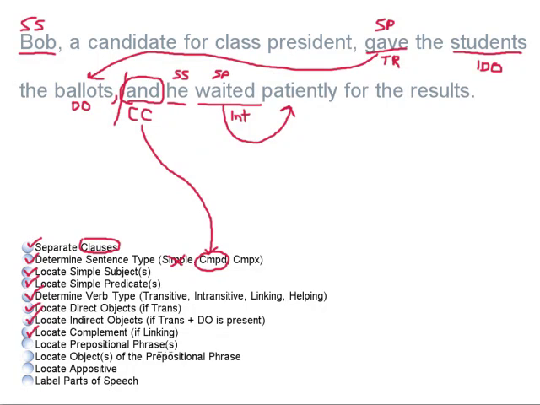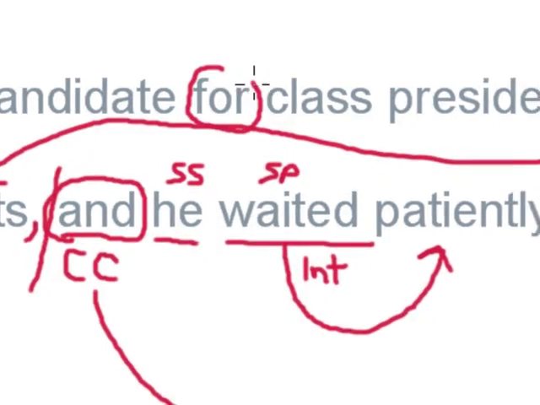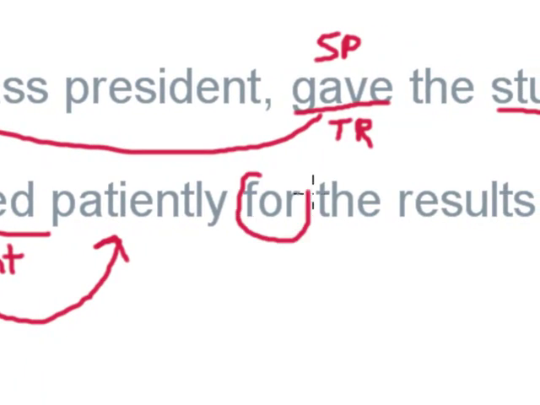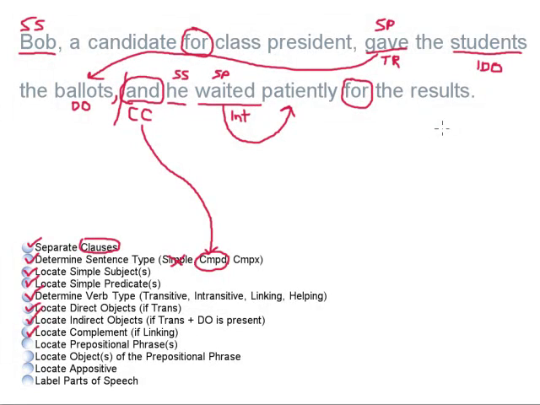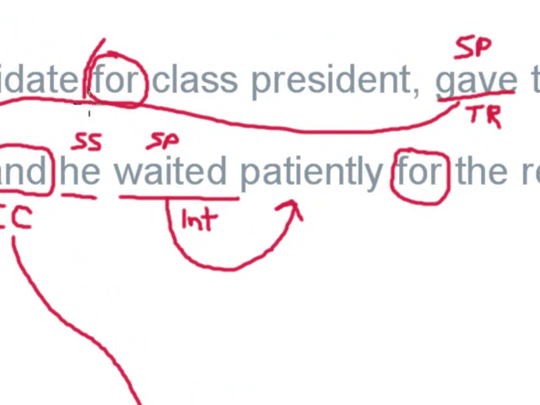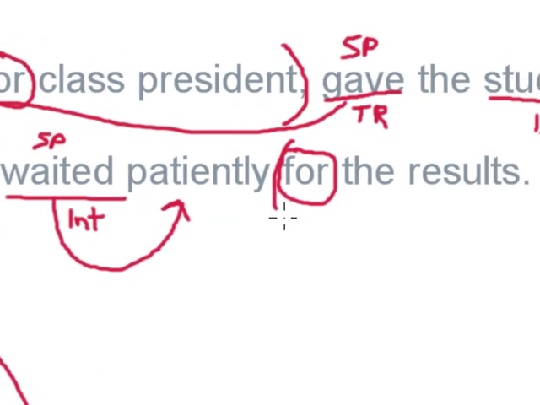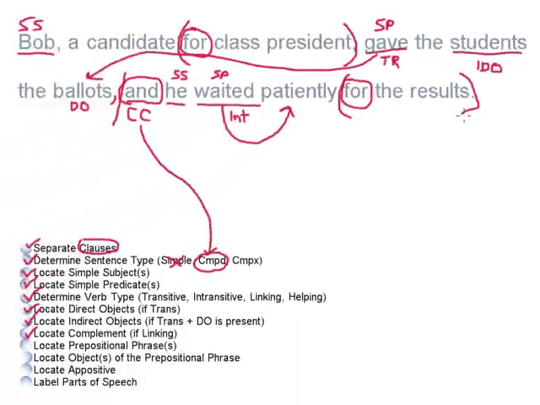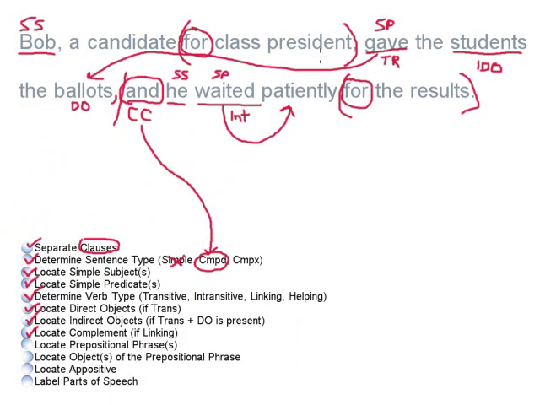Locate prepositional phrases. All right, we have to be able to find prepositions at this point. So I can tell that there's one preposition here, and there's one preposition here. All right, prepositions are usually part of a prepositional phrase. They should always be the beginning of a prepositional phrase. And there are two prepositional phrases here. They always begin with a preposition and end with a noun or pronoun. So I have two prepositional phrases right here. For class president, for the results.